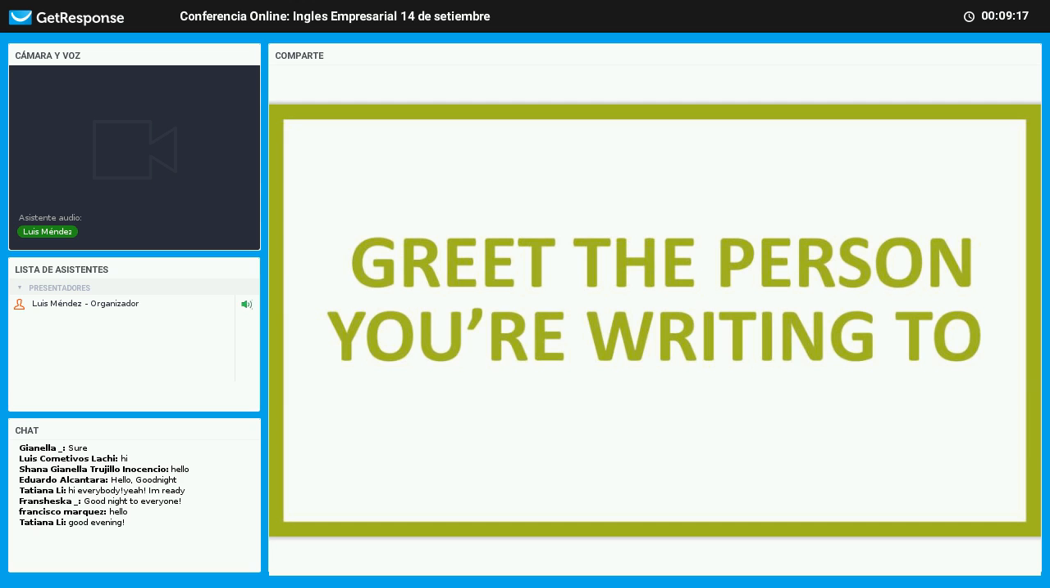The second step that we need to consider is to greet the person you are writing to. Remember that this is a formal email. So you cannot say hi, hello, hey, what's up, how you doing, or those things. This is not a chat, this is a formal email. So there are some considerations that we need to take into account when doing this. What considerations do you think we need to possess here? Let's see them now.